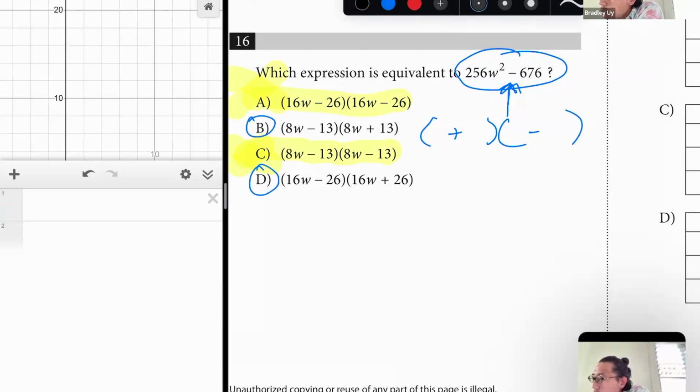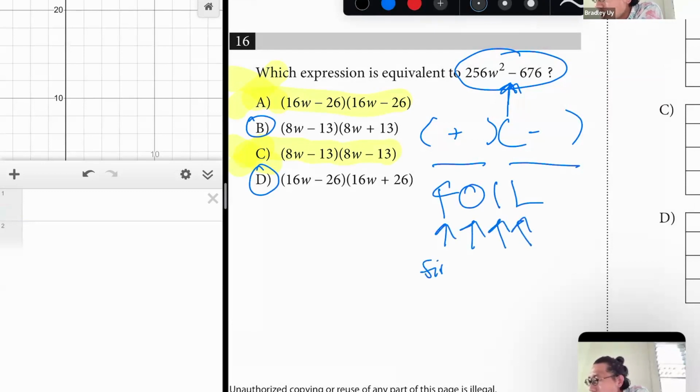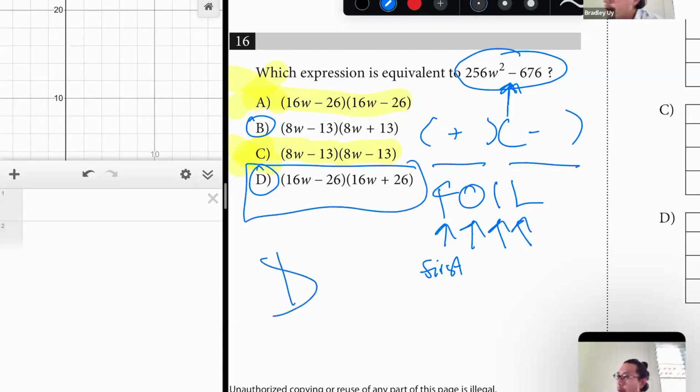So we want to keep in mind when you multiply a binomial times a binomial, your teacher may have taught you FOIL, which is first, outside, inside, last. Okay, first. So by multiplying these first, that's this one and this one, we need to get 256w squared. If you take 8w times 8w, that's 64w squared, which is not 256w squared. So the right answer is D. Okay, so we would select this one. It is D.